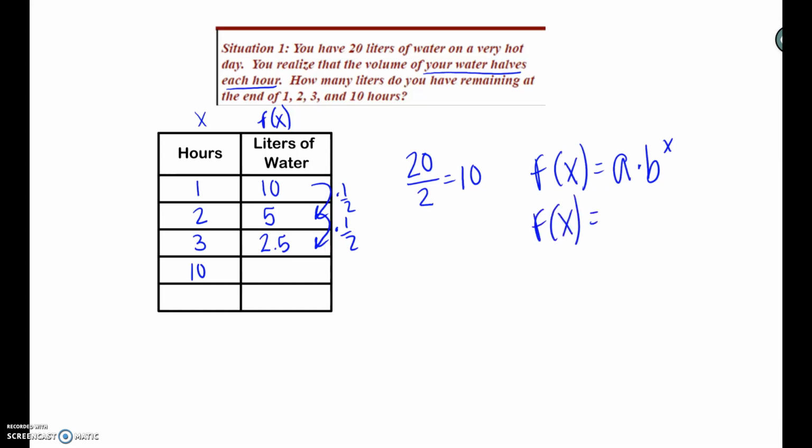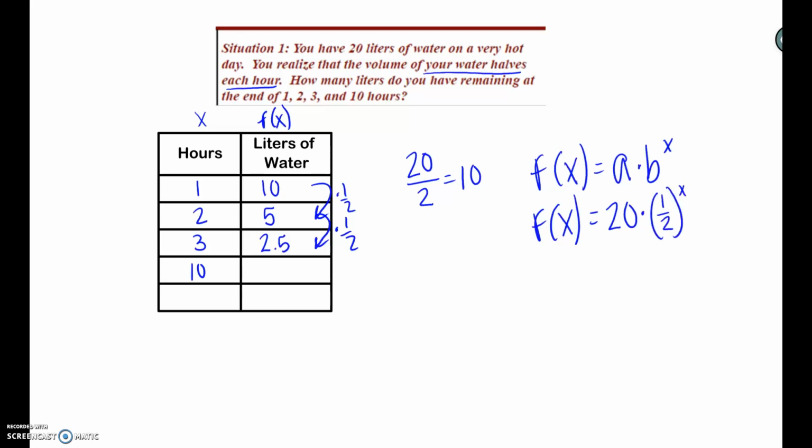A, as we just learned, stands for our initial value, or how much water that we started with, and we started with 20 liters. B stands for our pattern, and our pattern that we're noticing is that we're multiplying by a half every single time. Now, if you say our pattern is division of 2, you're right. However, when we write exponential functions, we are using multiplication. So we have to convert the idea of dividing by 2 into a multiplication problem, which would be the same thing as multiplying by a half to the x power.